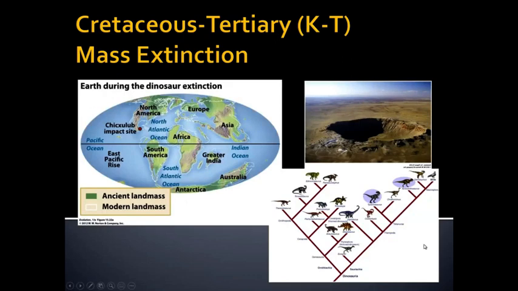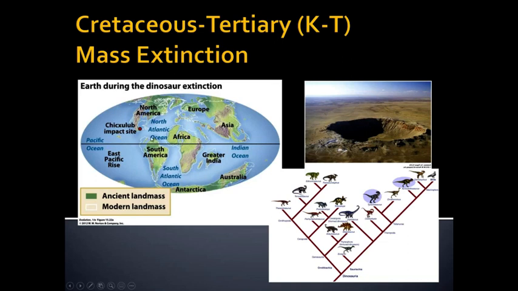Now, some craters are pretty obvious. This is a meteor crater from northern Arizona. That's a very obvious impact zone. Okay. Others, because of their age or because of plate tectonics or even just simple erosion, are a little bit harder to find. And the impact crater for the KT meteorite was very tricky to find.